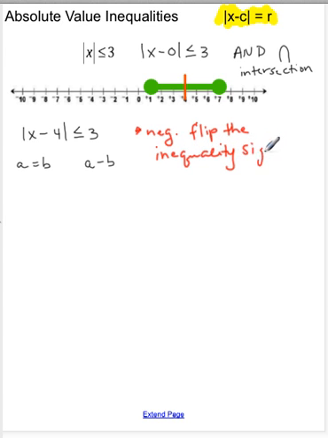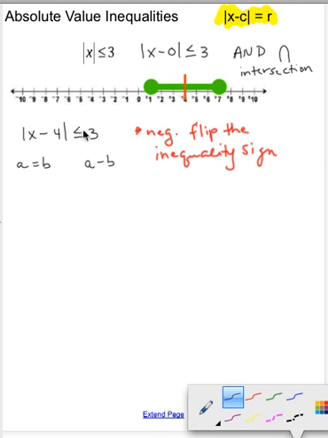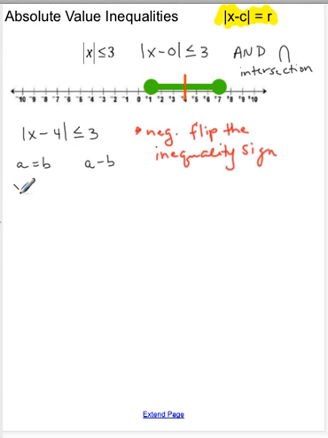Okay. So if I'm going to have to flip that inequality sign for the negative case, I need to remember to change it from what it is up here. So the positive case will be x minus 4 is less than or equal to 3, just stays the same. But the negative case is going to be x minus 4, remember the absolute value part will keep the same, is now greater than or equal to negative 3. Okay, this inequality sign here has to flip.